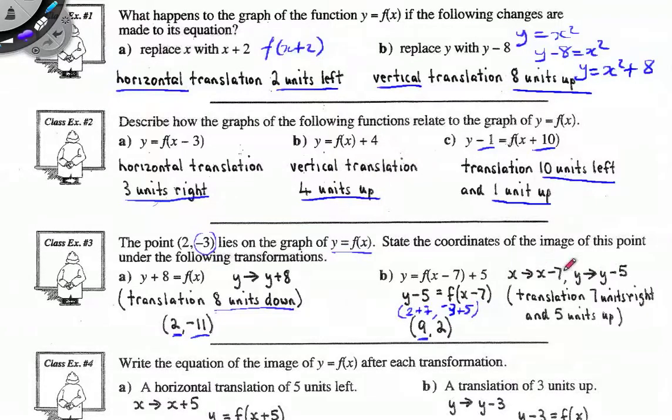This is another way of looking at it. x has been replaced with x minus 7. That's what's happened here. And y has been replaced with y minus 5. In other words, if this positive 5 was on the other side, y would have been replaced with y minus 5. So yes, it's a translation 7 units to the right and 5 units up.